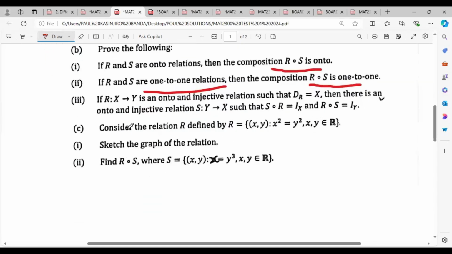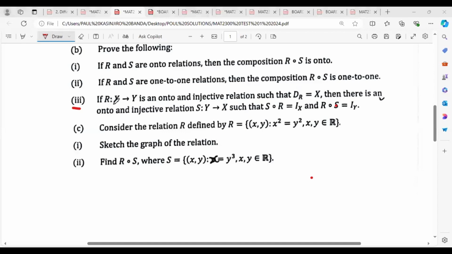Okay, so the other question now is 3. So let's try to read 3 and understand it. So we are on question 3 now. Let's read the question and understand it.